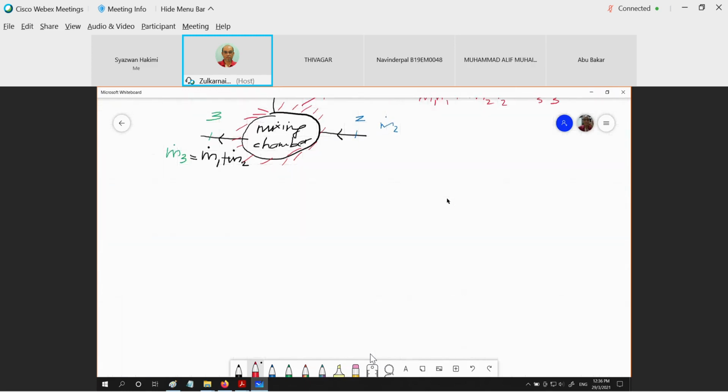Another device that we have learned in thermodynamics is this device. I don't know what you call this device. I want you to call it. Can you recall what we have learned?